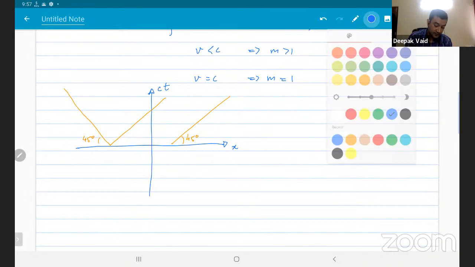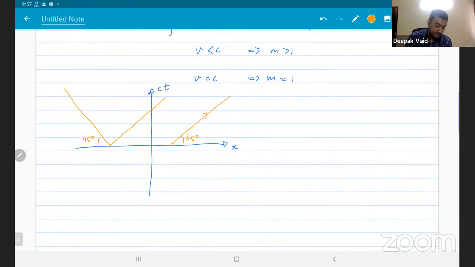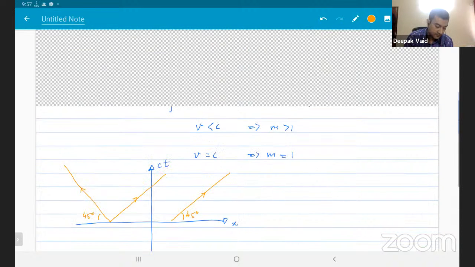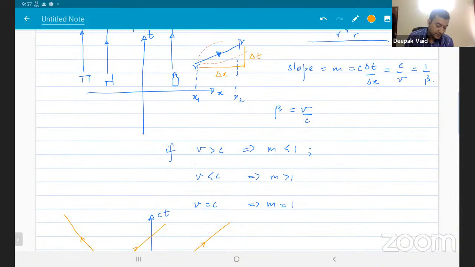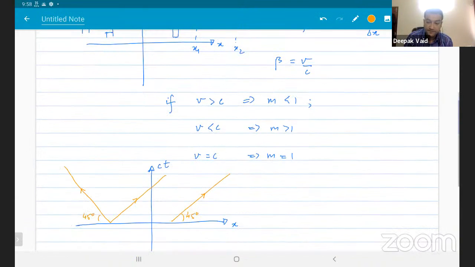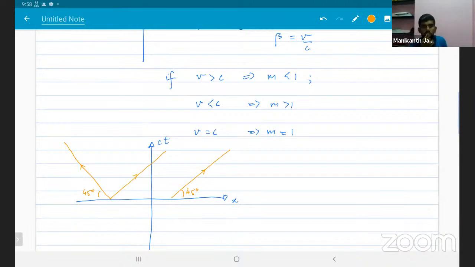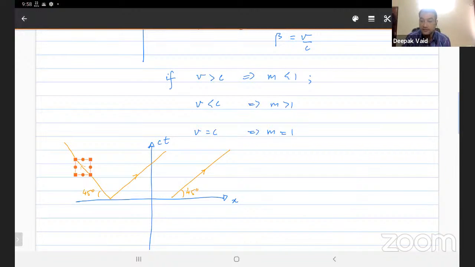What do these lines represent? Manikant, how should I think of these lines? What are these lines? This line is a bird, right? Traveling at some speed. Yes, sir. So what is the speed of the bird that is traveling along this line?